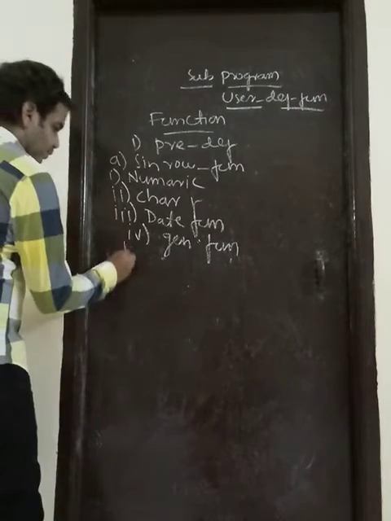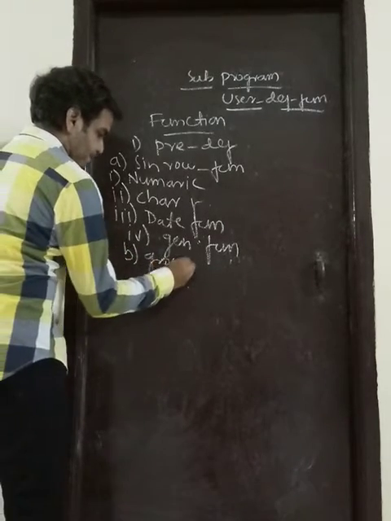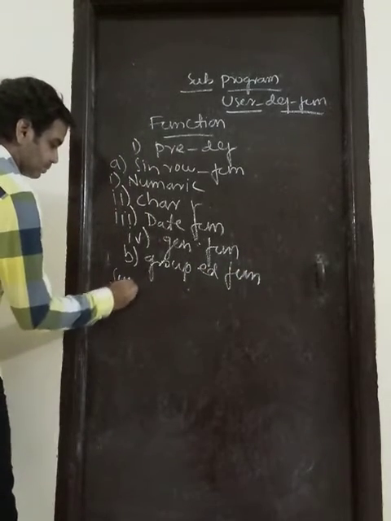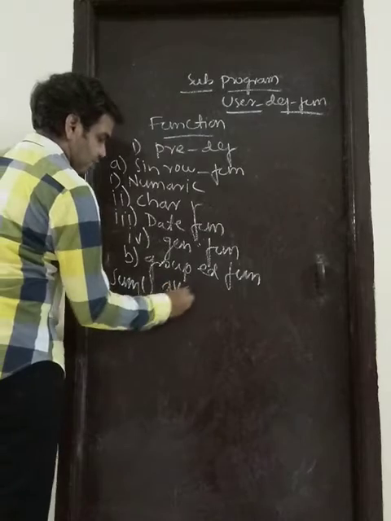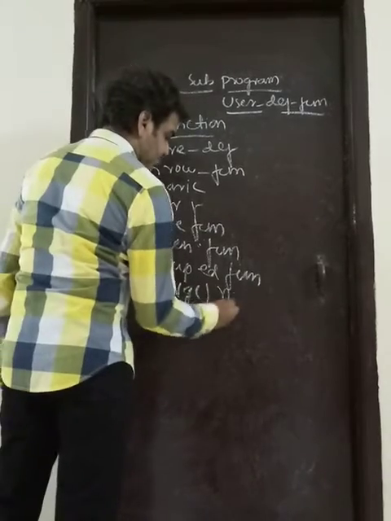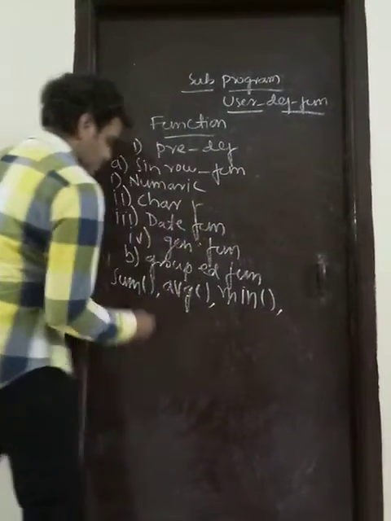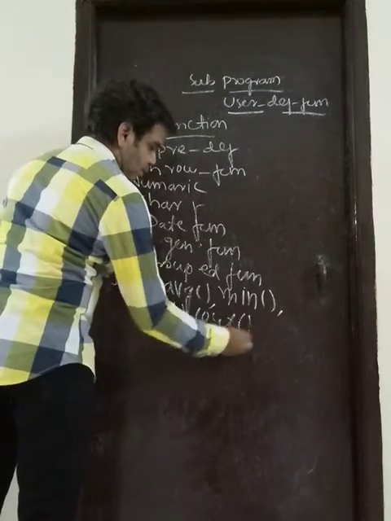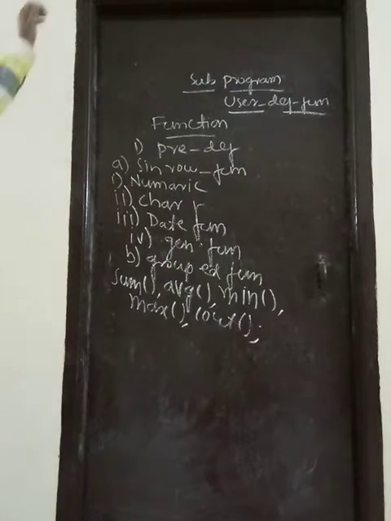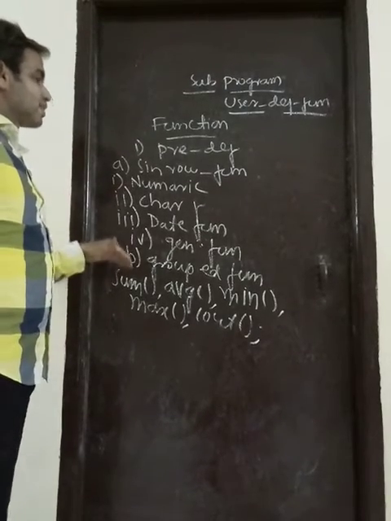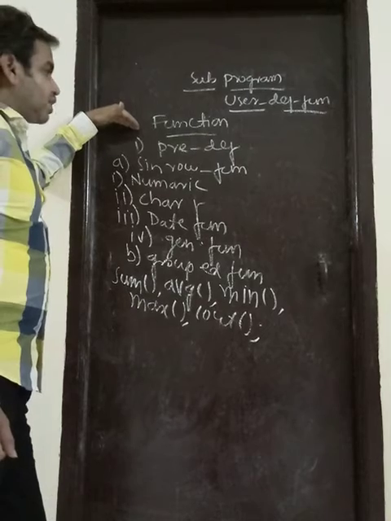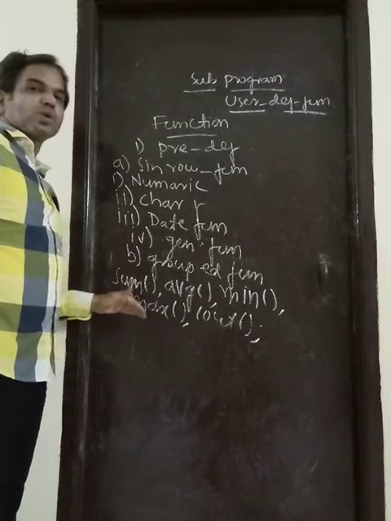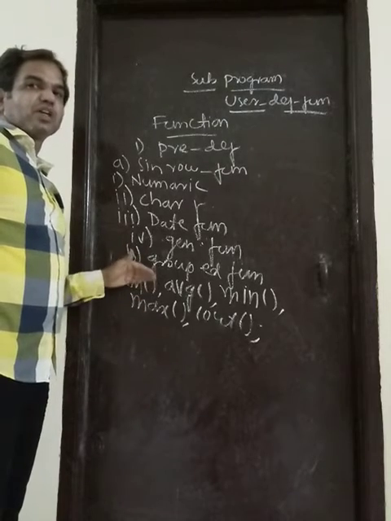Second one is grouped functions. Grouped functions are sum, average, minimum, maximum, count. So these are the grouped functions. The difference between the single row function and grouped function is that a single row function operates on one row of the table. Grouped functions operate on multiple rows of a table. That is the difference between the single row function and grouped function.